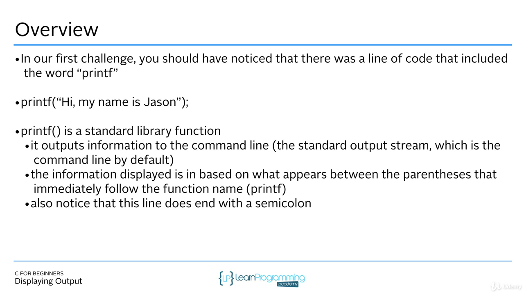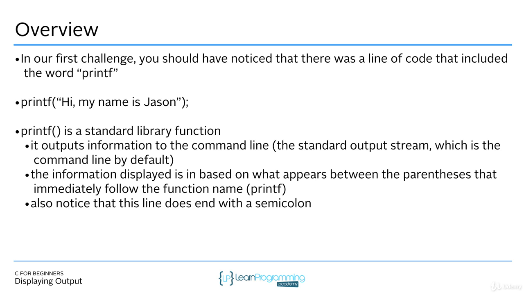Printf specifically is going to output information to the command line. The command line is also referred to as the console or the terminal. But by default, it's actually displaying the information to the standard output stream, which is the command line by default. That's why you see it there. So you'll see it when we run our programs, and we saw that little black box, the DOS command prompt, the command line. That's where we saw our output, because that's where printf is directing it, where it's saying display this output on the console.